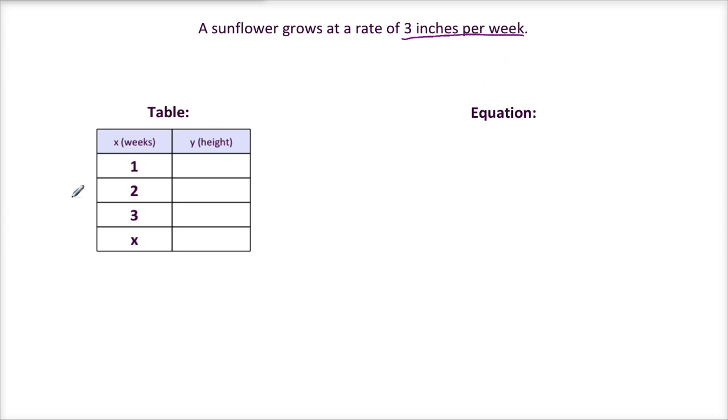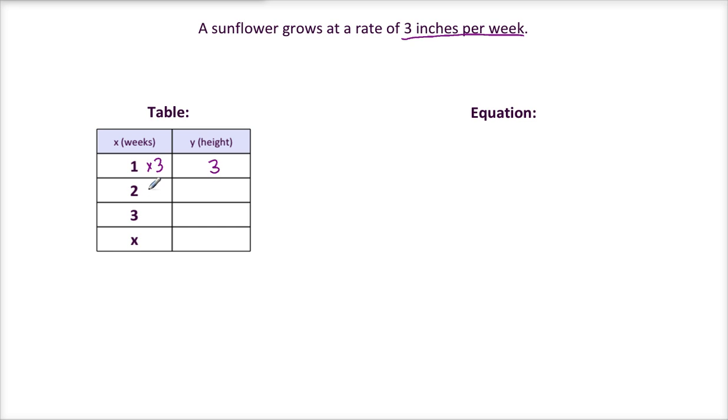We're going to fill in this table first, and hopefully by filling in the table it'll help us recognize what the equation should be. So we can fill in this first line. After 1 week, my sunflower will be 3 inches tall. Now, to figure out the rest of these boxes, I need to figure out what did I do to 1 to get to 3? What did I multiply by to get 3? I multiplied by 3, right? The unit rate, 3 inches per week. 1 times 3 gives me 3.